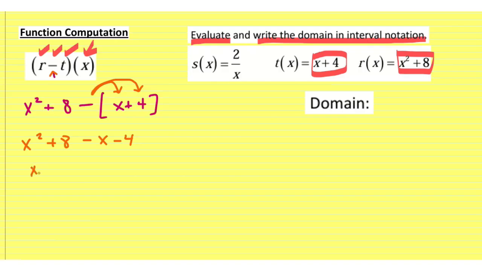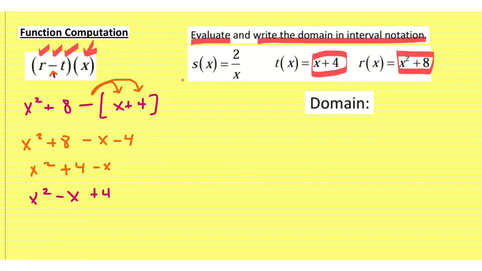So it's going to be x squared plus 8 minus 4. So plus 8 minus 4, which is going to be plus 4, and then minus x. Okay, that is not in standard form, so we're just going to rearrange it. So it's going to be x squared, then the x term, so x squared minus x, and then plus 4.